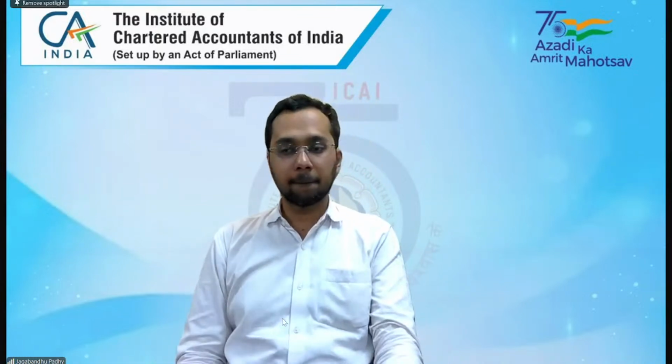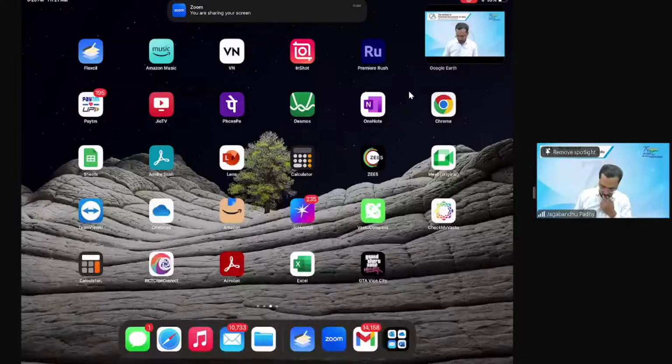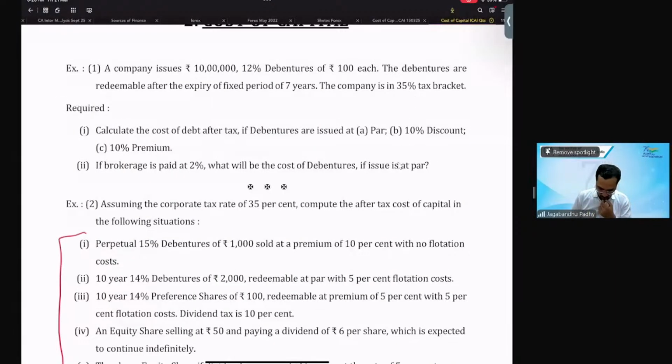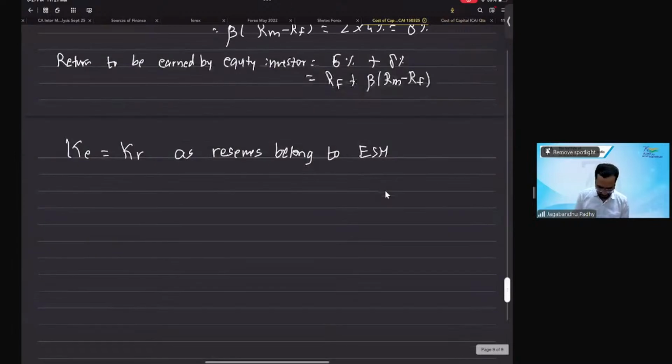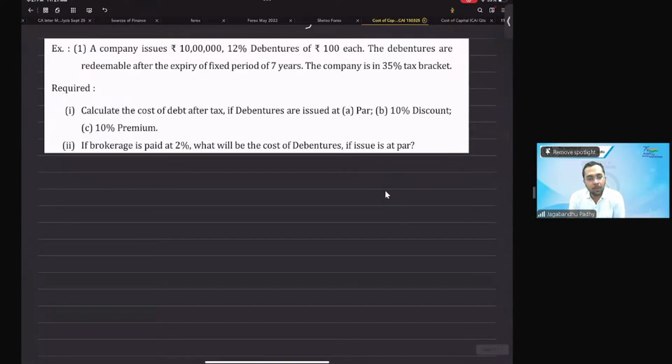Question. Try out this question number 1, guys. A company issues 10 lakh, 12% debentures of rupees 100 each. The debentures are redeemable after expiry of a fixed period of 7 years. The company is in the 35% tax bracket. So what we need is the cost of debt after tax if debentures are issued at par, at 10% discount, or at 10% premium.